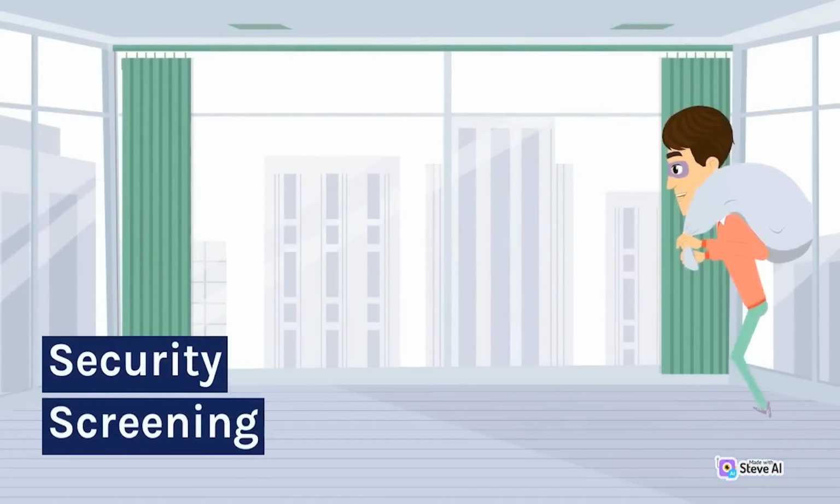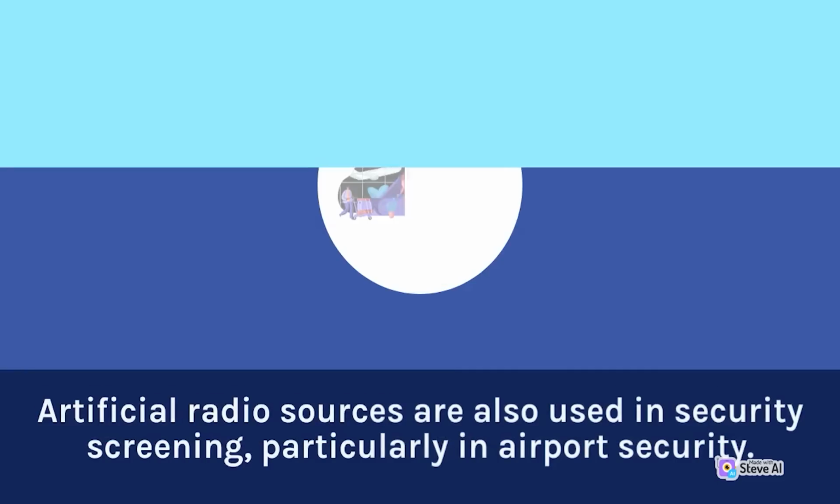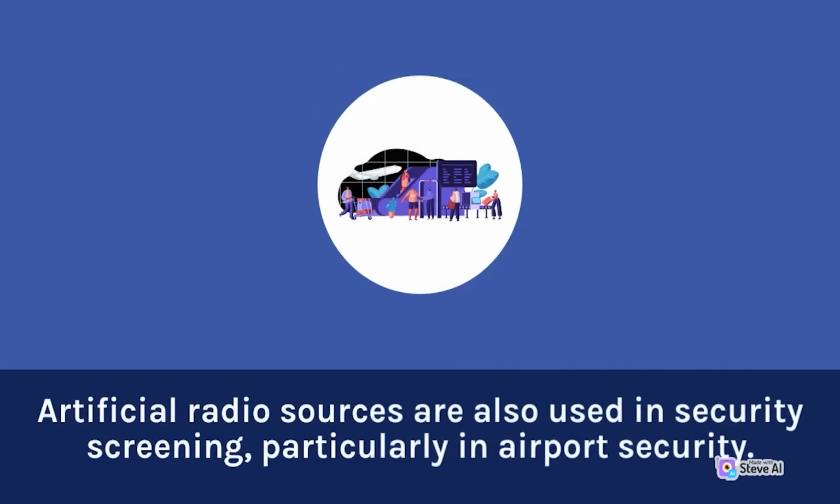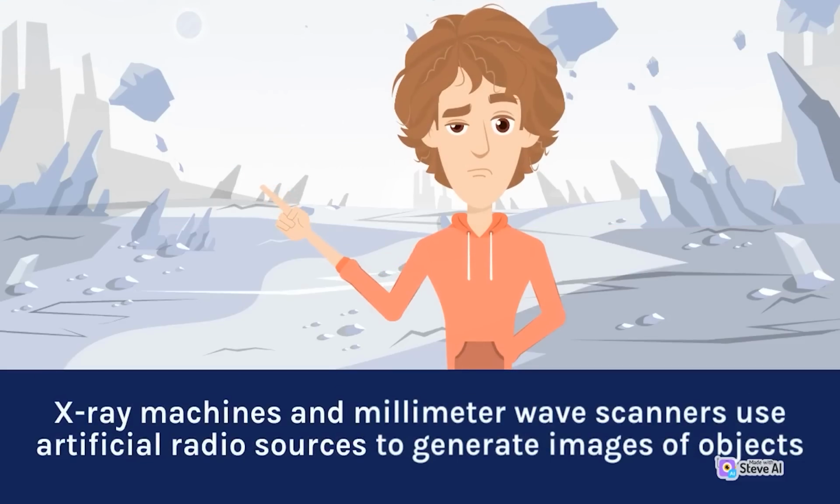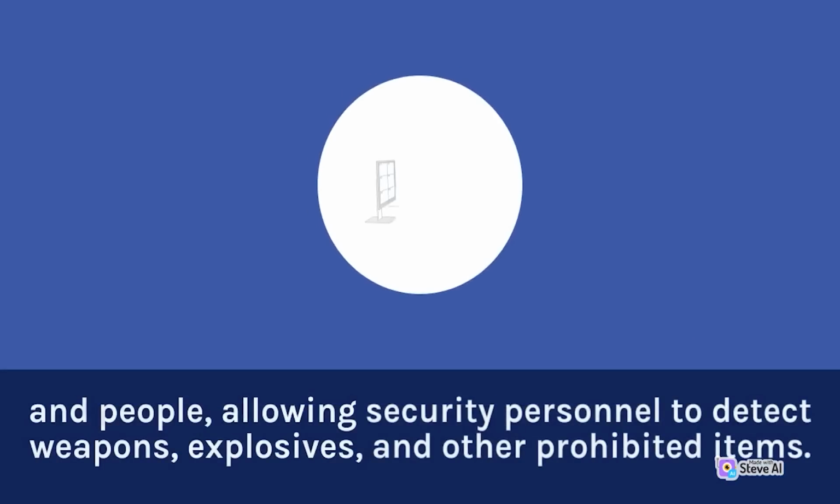Security screening. Artificial radio sources are also used in security screening, particularly in airport security. X-ray machines and millimeter wave scanners use artificial radio sources to generate images of objects and people, allowing security personnel to detect weapons, explosives, and other prohibited items.